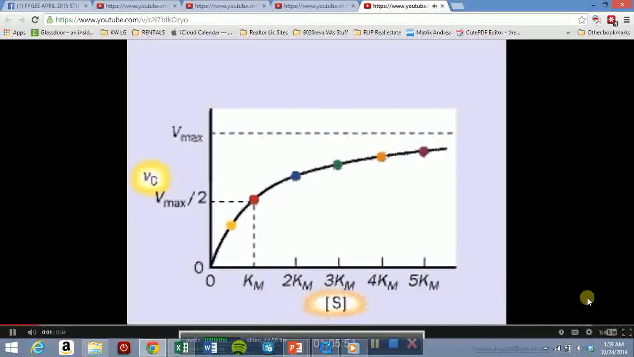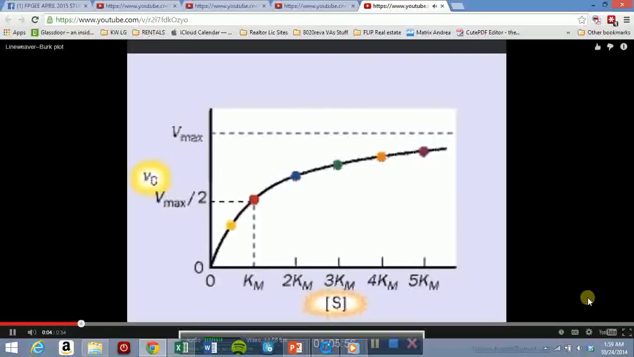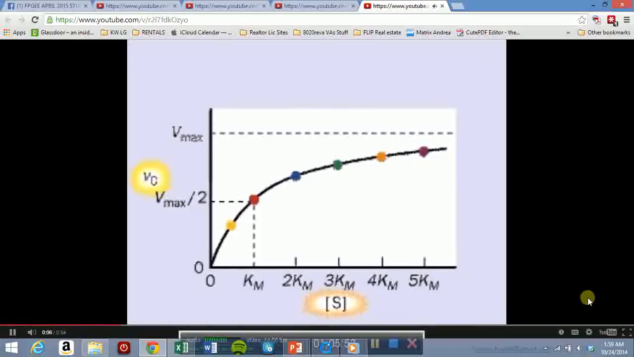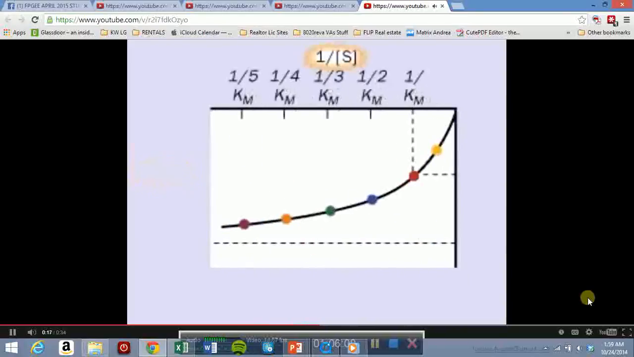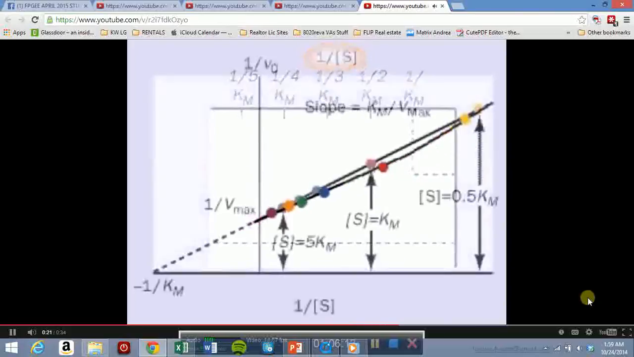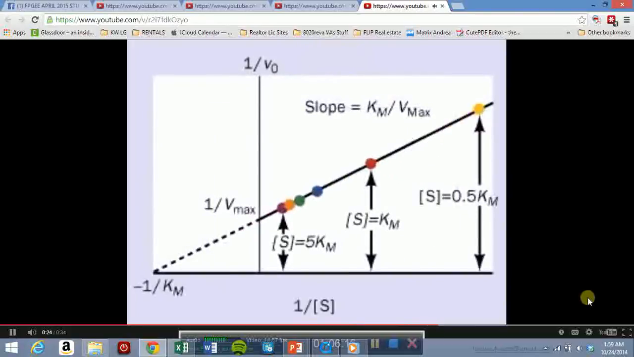Let's see how we can make a Lineweaver-Burk plot, a double reciprocal, starting with the hyperbolic plot of the Michaelis-Menten equation. First, we'll take the reciprocal of the velocity of the reaction. Next, we take the reciprocal of substrate concentration. Next, let's plot the points. The result is a linear plot, the Lineweaver-Burk plot. We can determine the Michaelis constant and the maximum velocity more easily from a linear plot than a hyperbolic one.